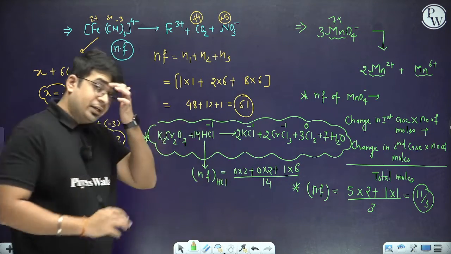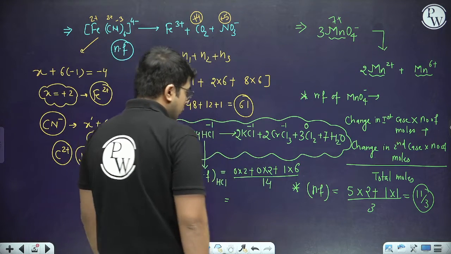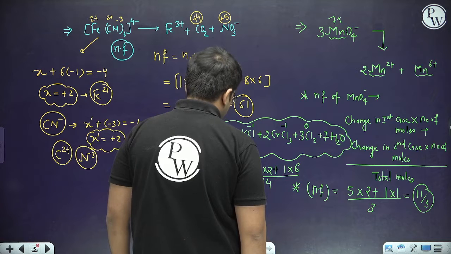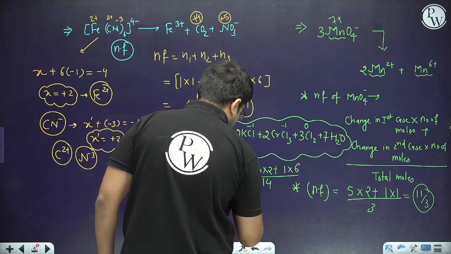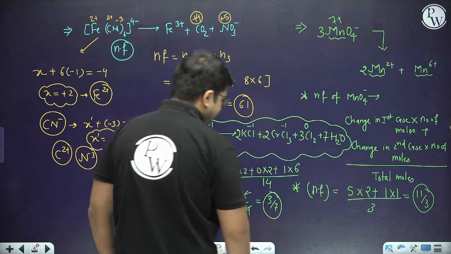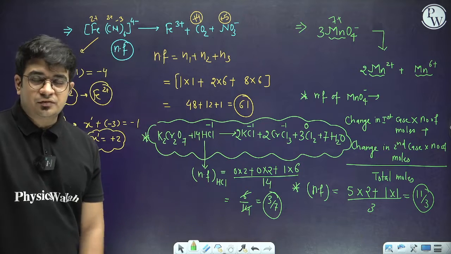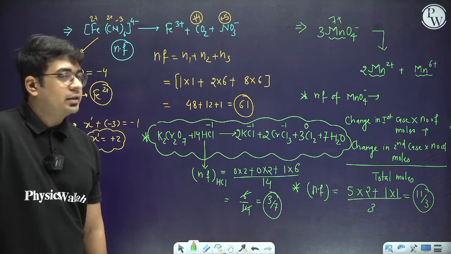So initially I have taken 14. So that will be equal to 6 divided by 14, and that will be 3 by 7. So that will be the n factor in this particular case. Okay, so these are some special cases which you should know, like how to calculate the n factor.